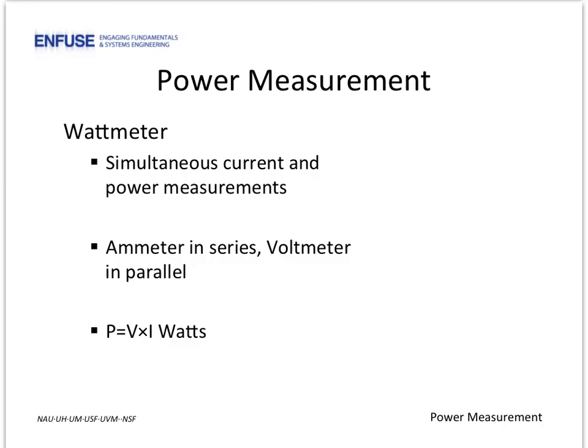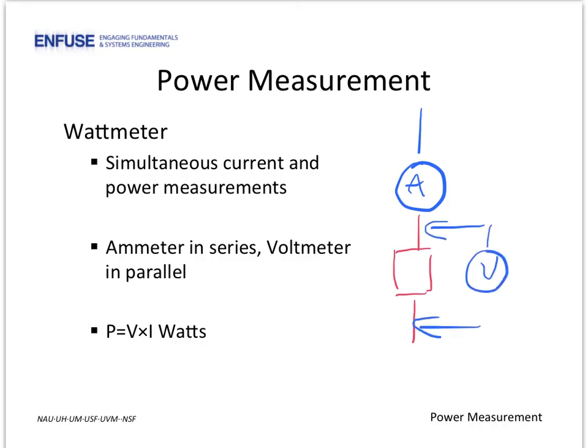The focus of this module is power measurement, so is that something we can do directly? The answer is yes and no. We have an instrument called a wattmeter, but that is effectively an ammeter in series and a voltmeter in parallel with the element of interest. So here's our element. Our ammeter would be in series, and our voltmeter is in parallel. We then determine power by the product of these two measures.